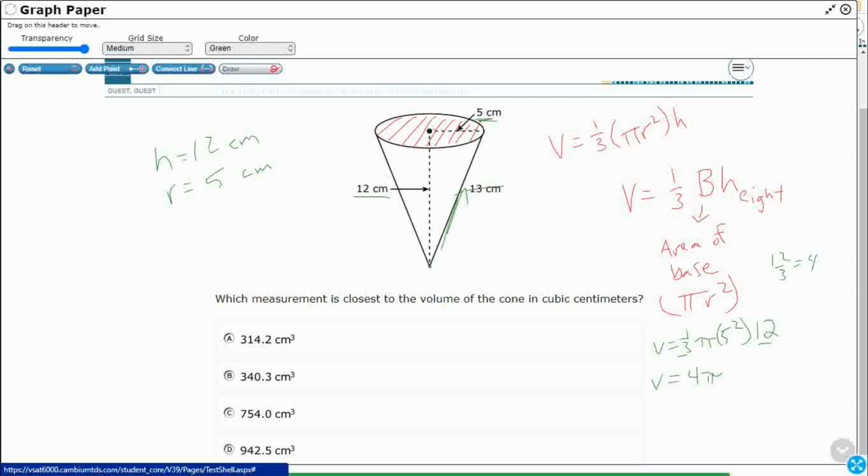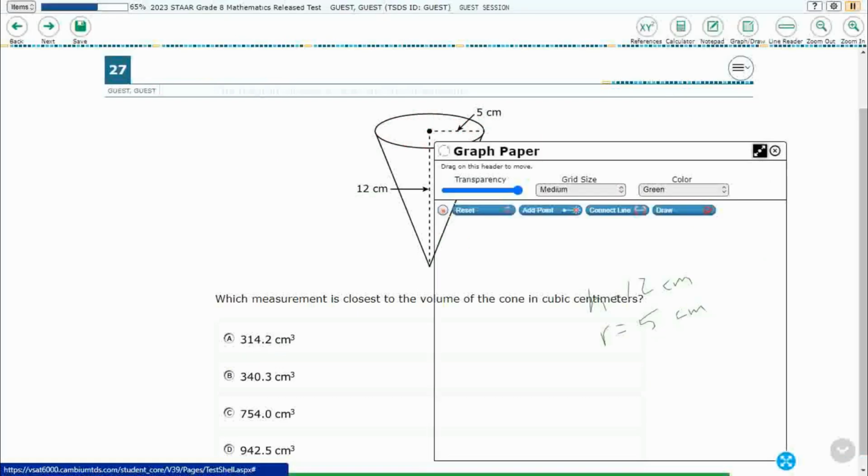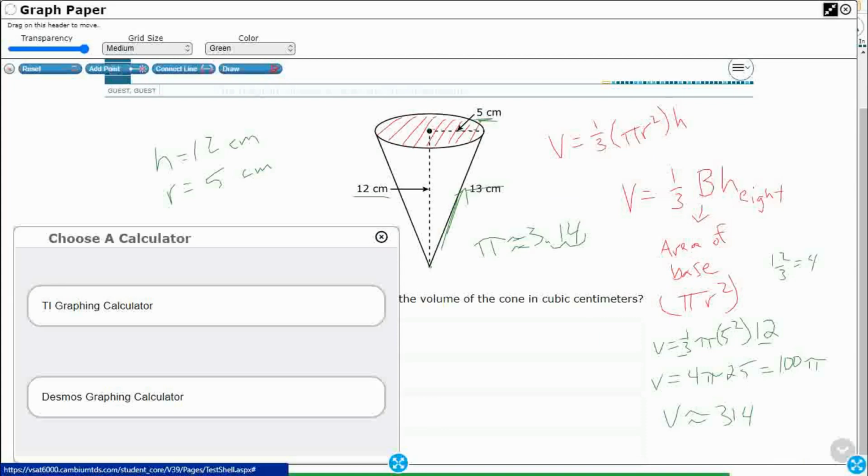Pi times 5 squared is 5 times 5. That's 25. Right? So that's going to equal 4 times 25. That's 100 times pi. And pi is about 3.14. Let's put these approximates in there. So really, if I just move it over twice, it's going to be about 314. So I'm thinking it's A. But of course, let's get out our calculator. Let's make sure we did all that correct. That's just me reasoning.